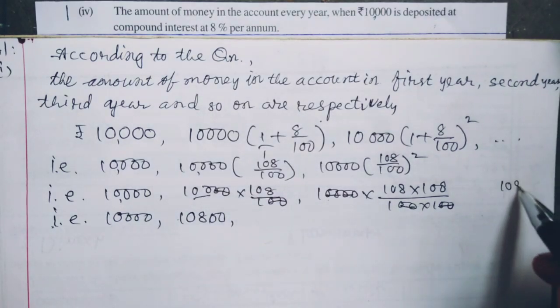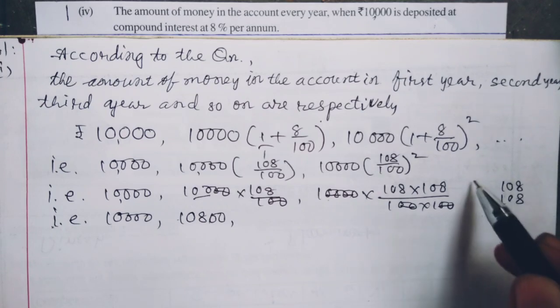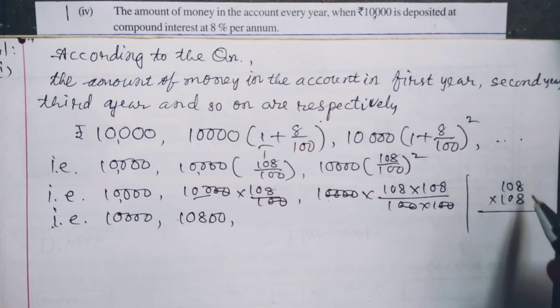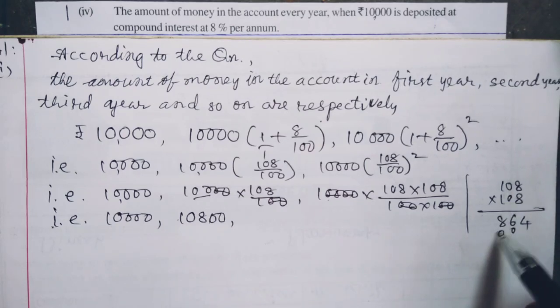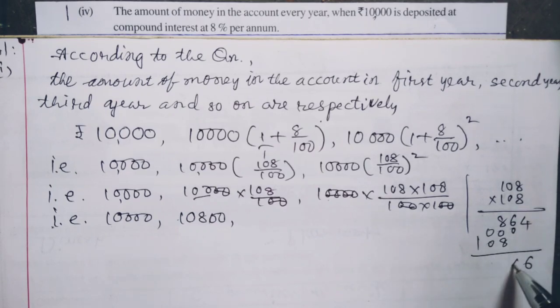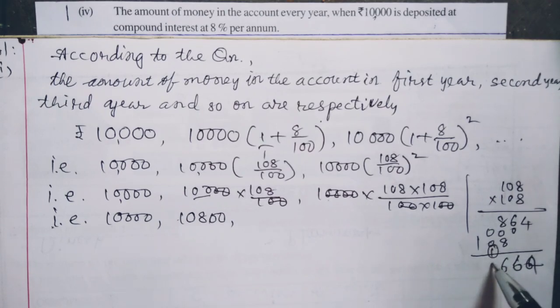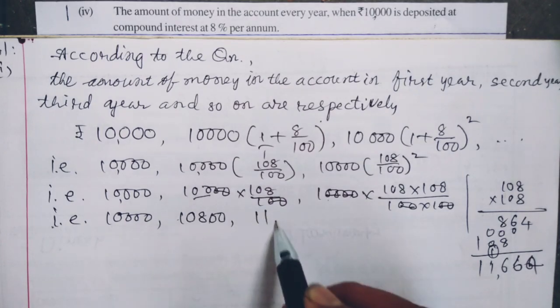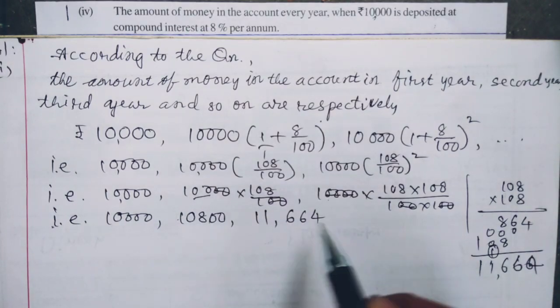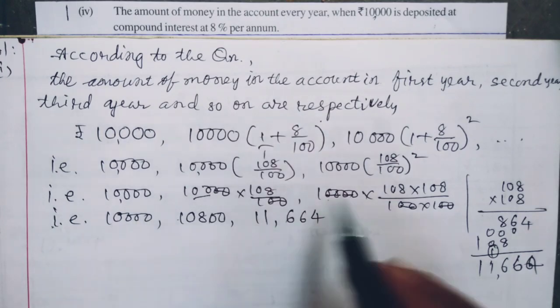108 into 108. We have to multiply. 8 8s are 64. 8 1s are 8. 0 0 0. 8 0 1. So 6 4 6 16 1 1. 11,664. 11,664. These all are rupees.